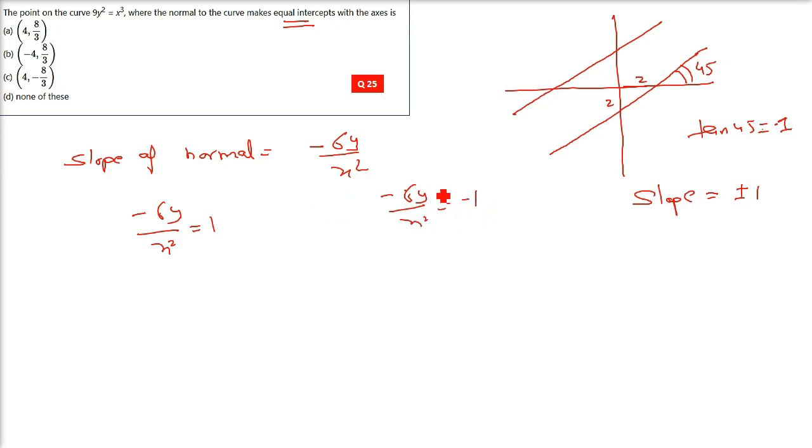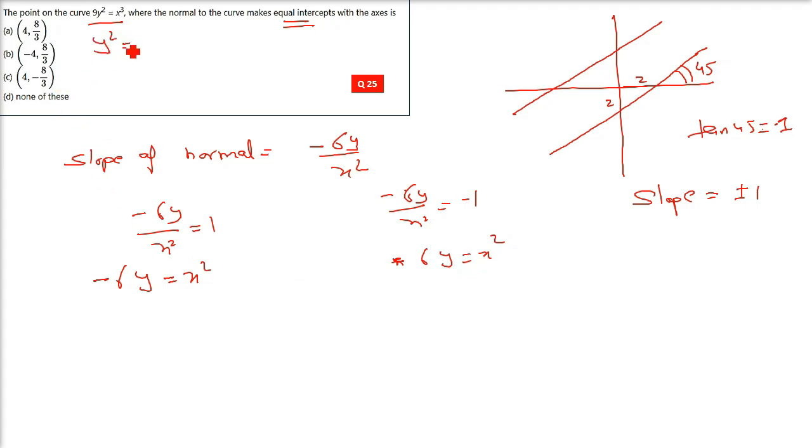So I have equated this slope of the normal to 1 and -1. And the question arises, how are we going to solve it? We already have this 9y square equals x cube. So this minus 6y is equal to x square in the first case. 6 minus gets cancelled here. 6y is equal to x square.